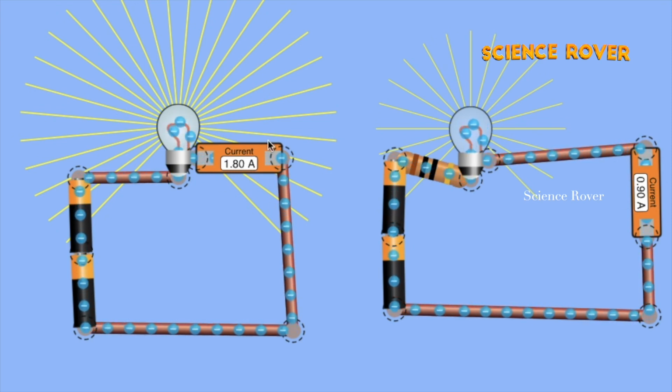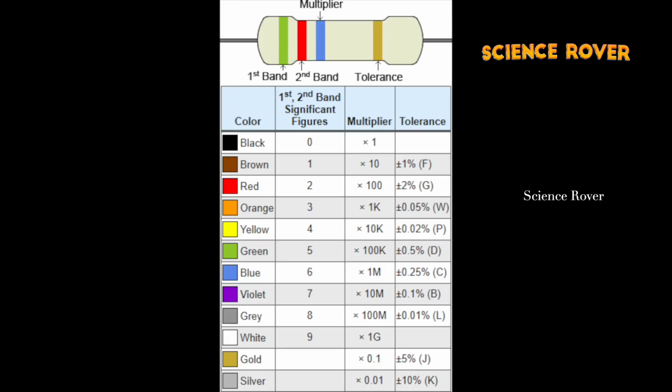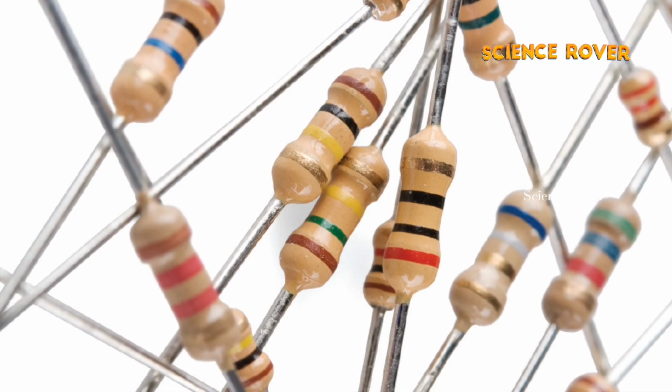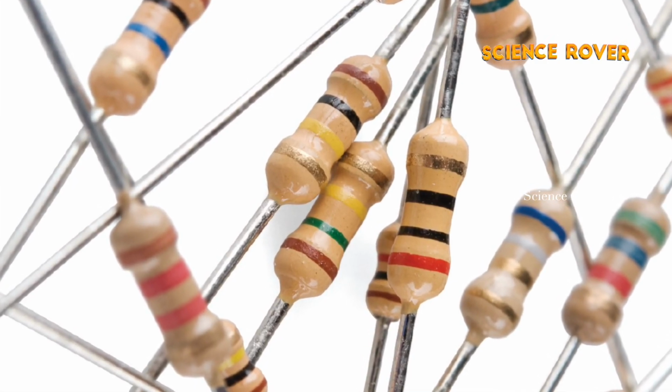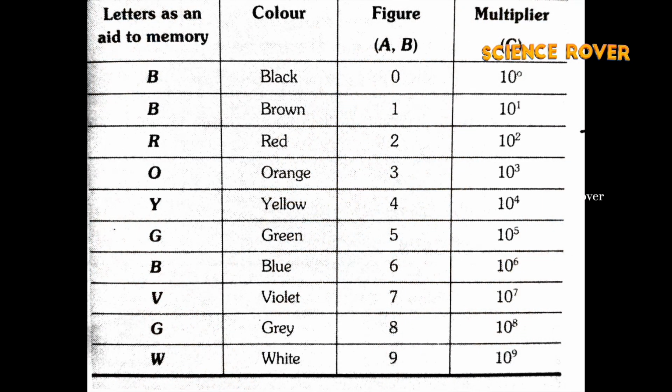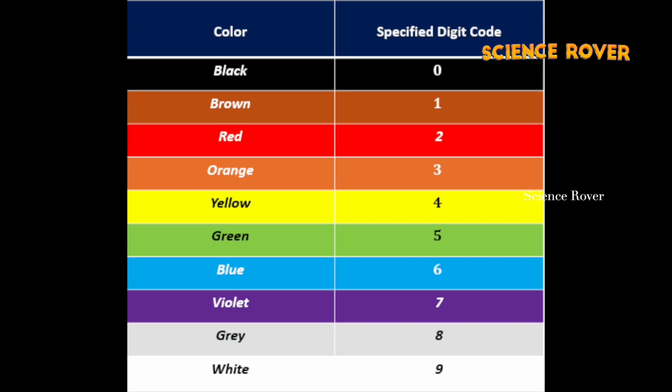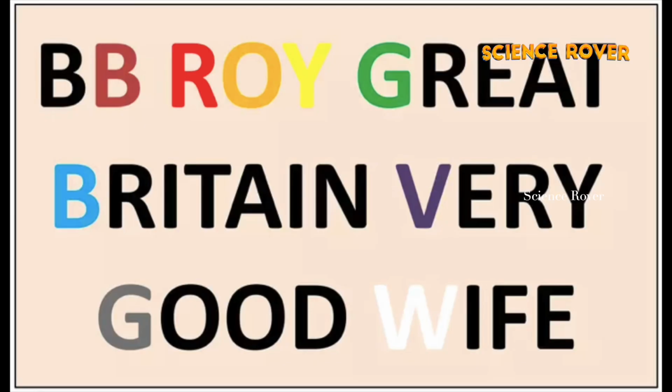The value of resistor can be portrayed by the color coding, where higher resistor values provide more resistance to electrical currents. There is a way to remember these values for each color band on the resistor. I will tell you a quick trick that involves all the colors' initial letters. B.B. Roy, Great Britain, very good wife.